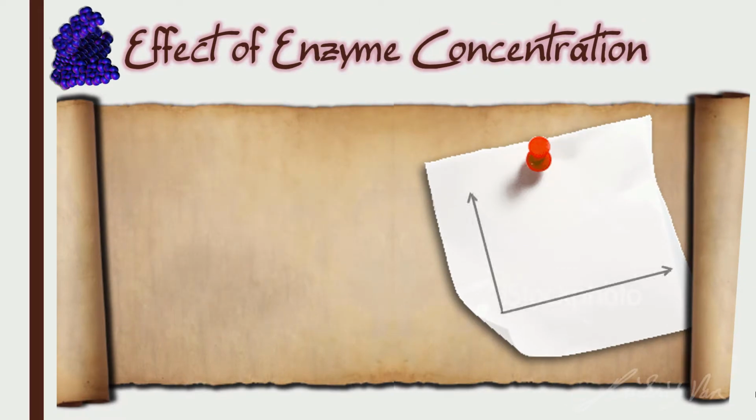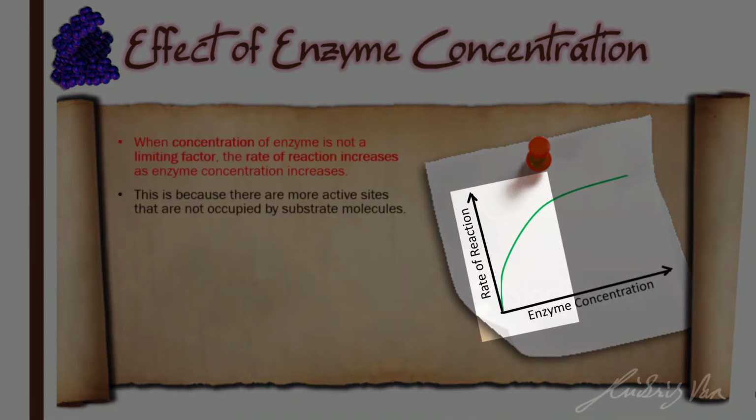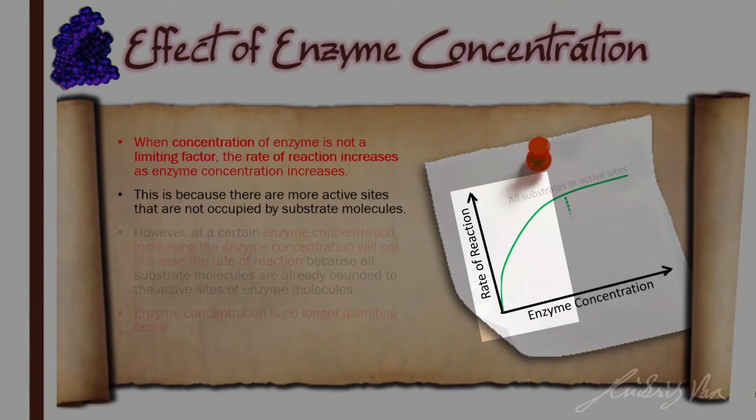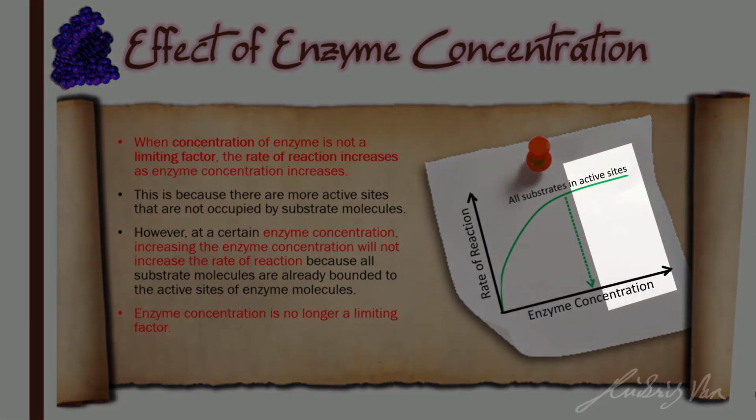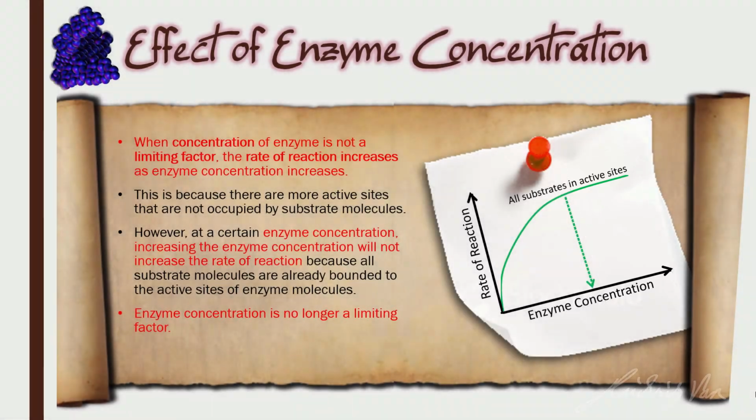As for enzyme concentration, with increased enzyme concentration, the rate of reaction increases further when the enzyme concentration is a limiting factor. When the enzyme concentration is not a limiting factor, increasing the concentration of enzyme will not increase the rate of reaction. This is because all the substrate molecules are already bonded to the active sites of the enzyme molecules.